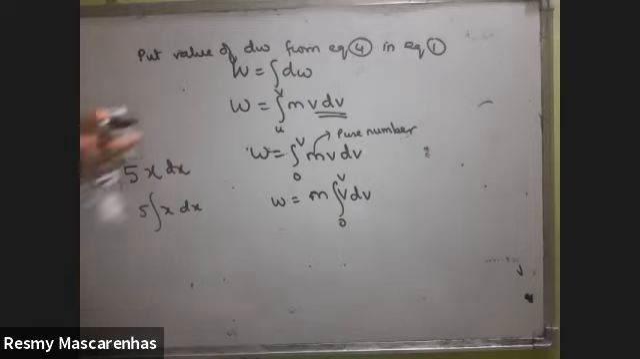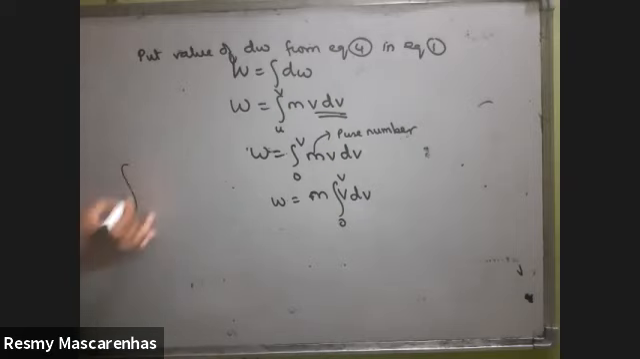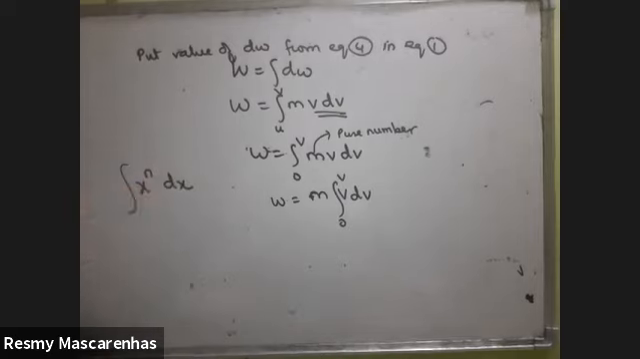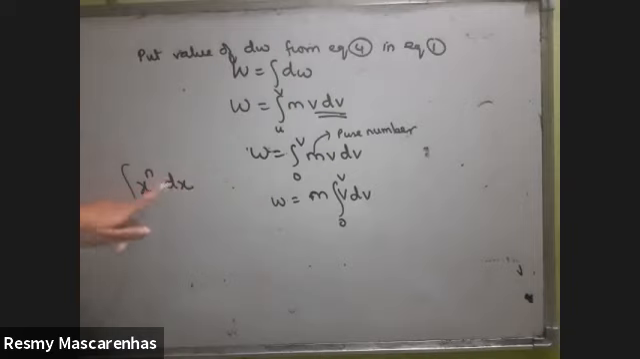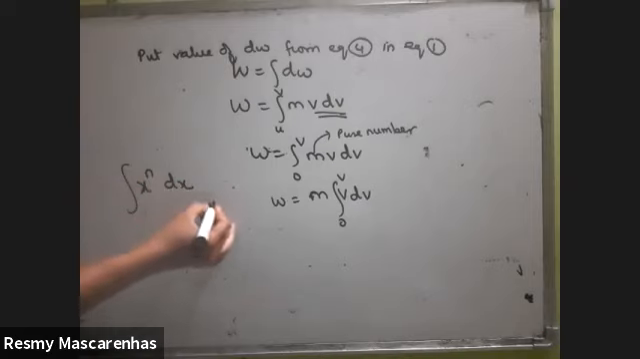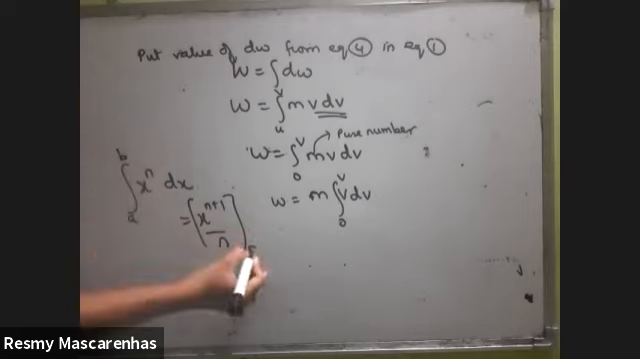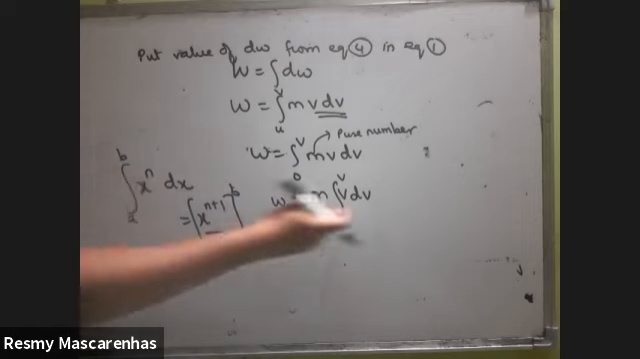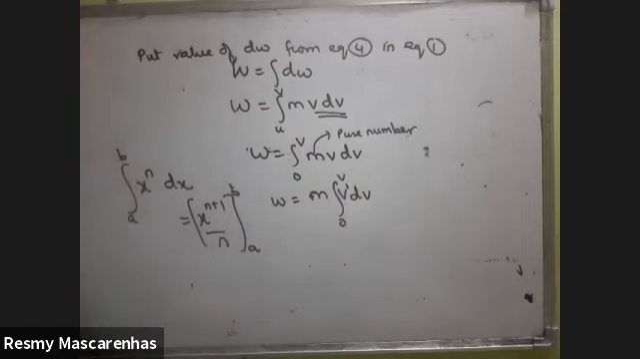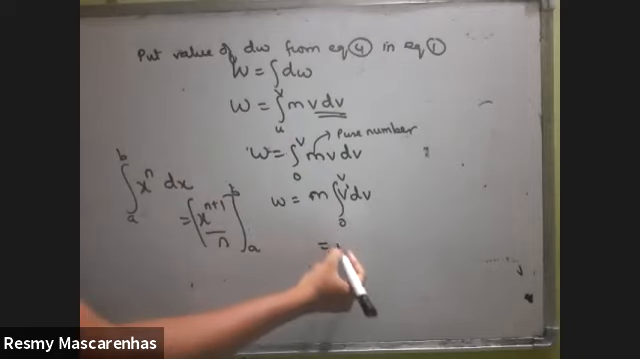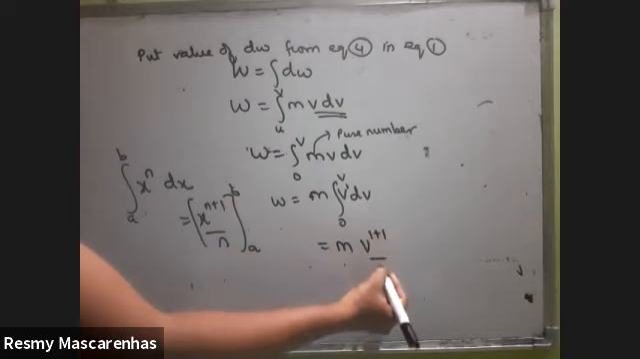In the previous class I gave you the formula, integral of x raised to n dx. These letters will always be the same. If this is s, this will be s. If this is t, this will be t. Then the answer is x raised to n plus 1 upon n plus 1, and then you have to put the limits. If it is from a to b, this will be from a to b. So applying that integral formula over here, what is the power right now? The power is 1. So what will I get? v to the power 1 plus 1 upon 1 plus 1.